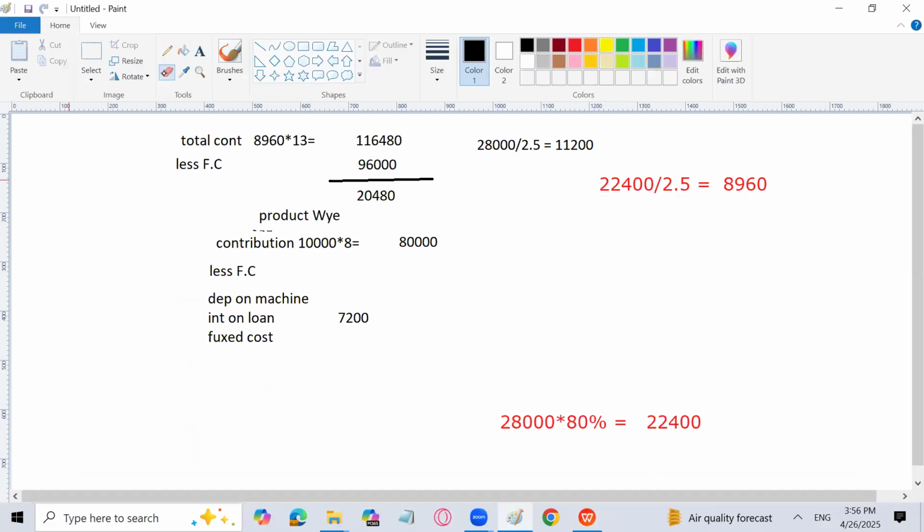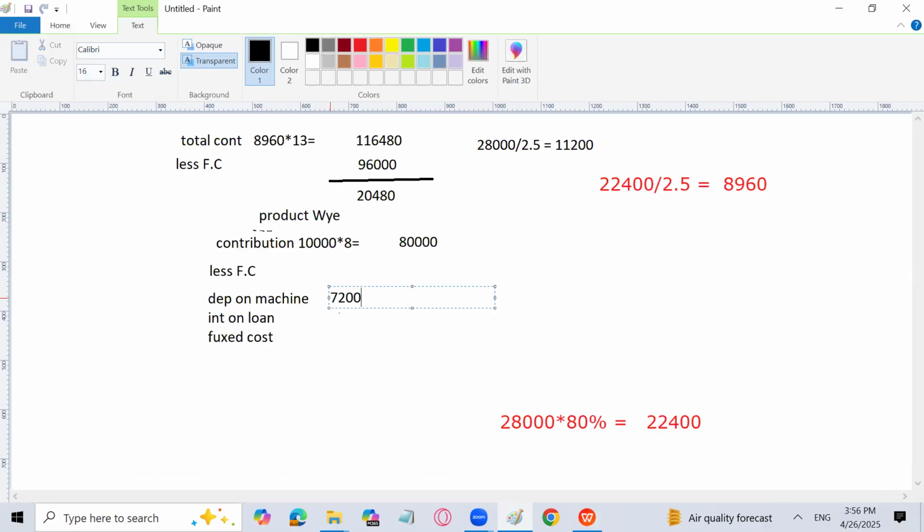Let's wrap it up. Depreciation on machine is 7,200. Interest on loan is 1,000. The remaining fixed costs will remain the same actually.